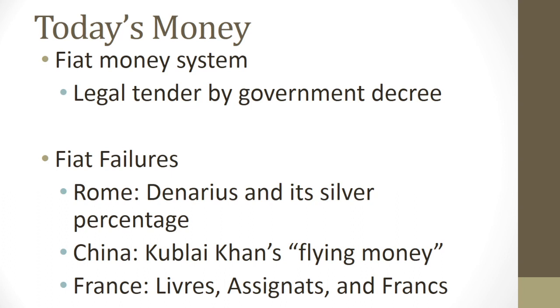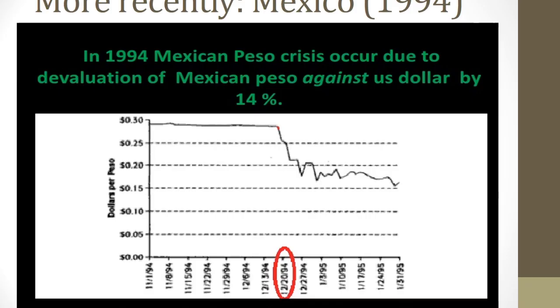Now, this has had several failures in history. In Rome, the silver percentage that they put in their coins became less and less, and therefore the money inflated. The money was becoming worth less and less. In China, Kublai Khan had his flying money, and he thought if he printed more money, he would become richer. In France, they've had several failures with fiat money. They have had the livre, the assignat, and the franc. Please excuse my French accent, but yes, all of these currencies failed because they kept printing more and more of this money. Now, printing money does not mean that you have more money. It means that the money that you have becomes less and less valuable.